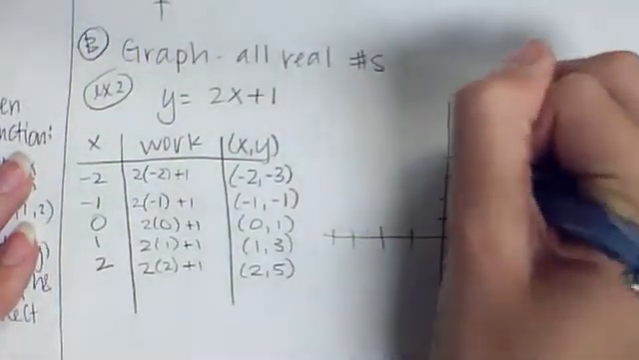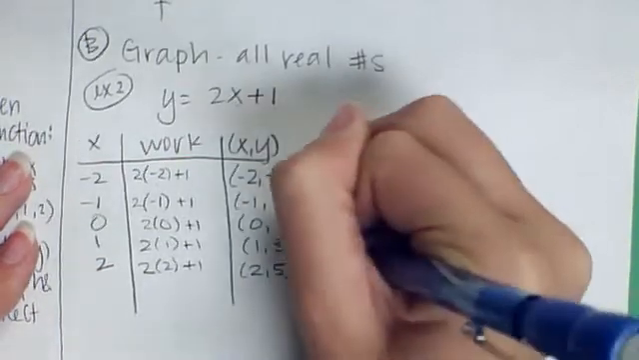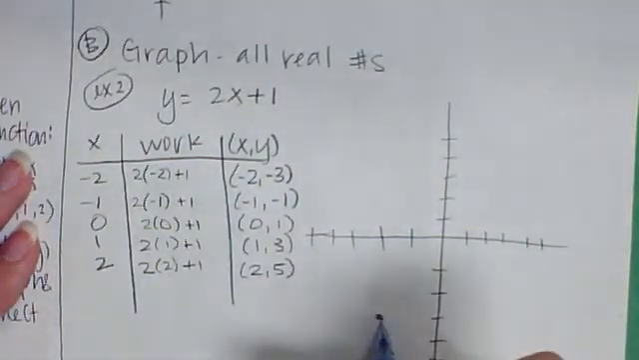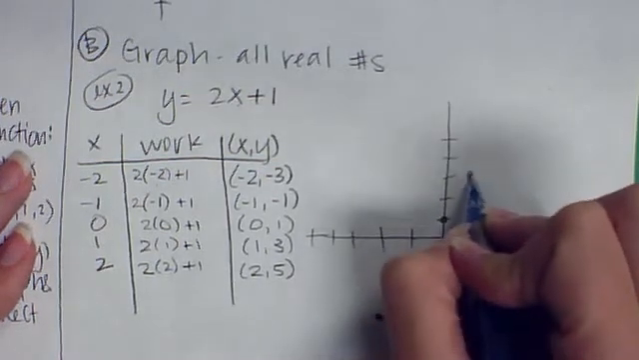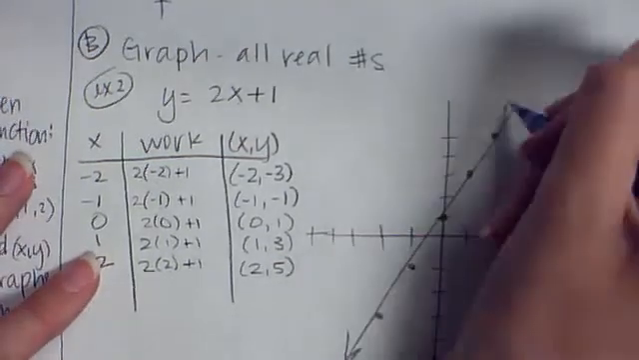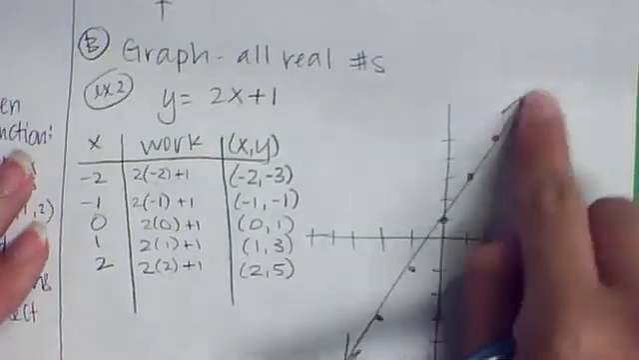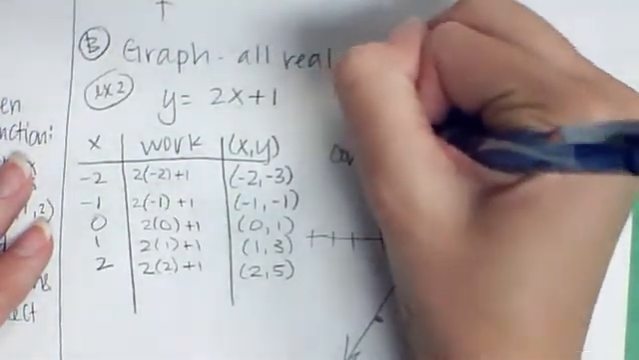I'm going to go about 4 or 5 in each direction. And graph my pairs: negative 2, negative 3; negative 1, negative 1; 0, 1; 1, 3; and 2, 5. And this time I am going to connect my graph because I could have picked any values, and so everything in between applies as well. And that's my graph. This time it is continuous.